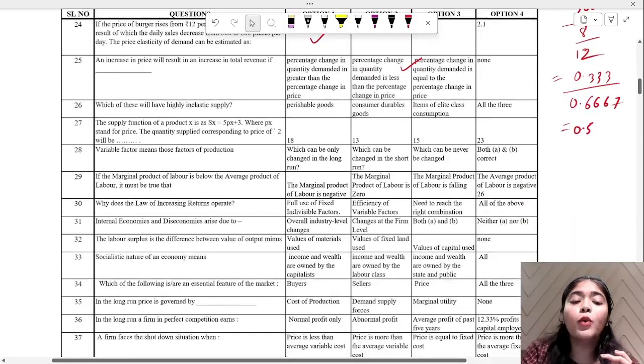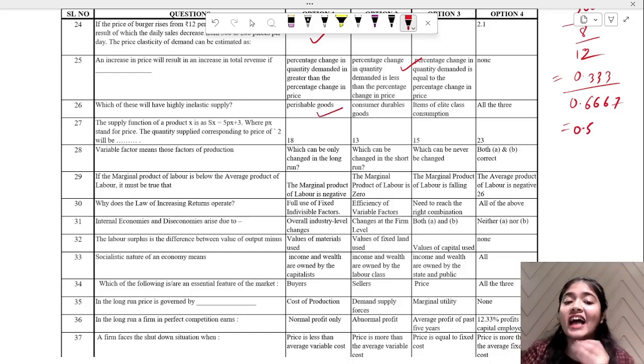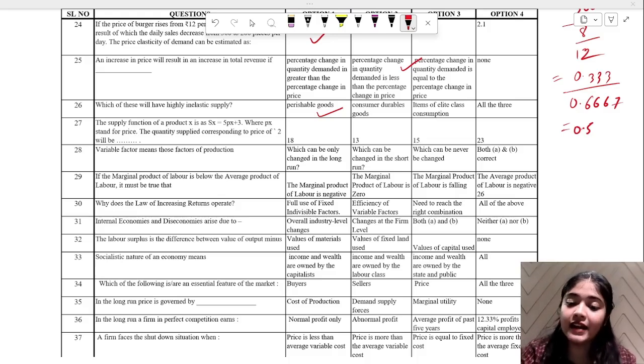Now, which of these will have highly inelastic demand? You have to see which of these is highly inelastic. So we know very well that perishable goods have highly inelastic supply. Okay, the supply function of a product X is Sx equals 5px plus 3, where px stands for price. The quantity supplied corresponding to the price of 2 will be? Now tell me what should be the correct answer here. Take your time, take 15 seconds again and calculate it.